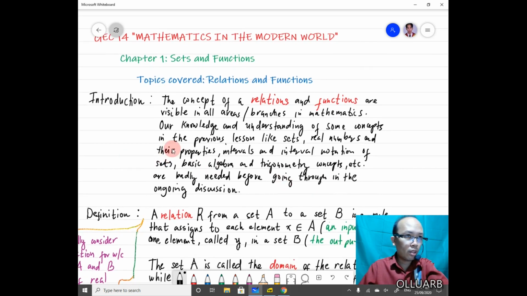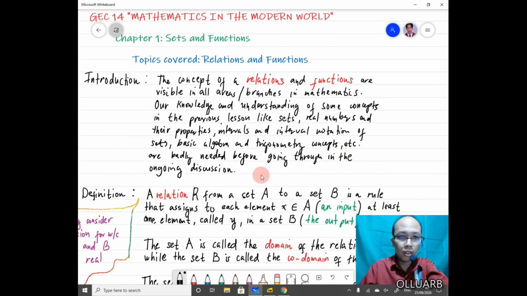So meaning to say that our knowledge and understanding of some concepts in the previous lesson, that is, your previous mathematics, like sets, real numbers and their properties, intervals and interval notation of sets, basic algebra and trigonometry concepts, and so on, are badly needed here before going through the ongoing discussion.